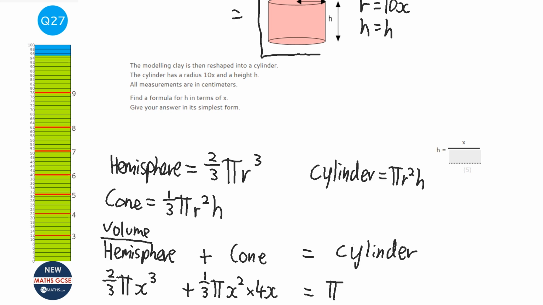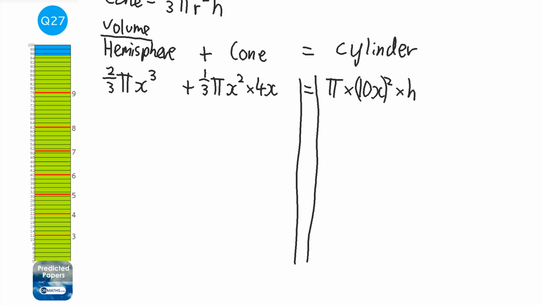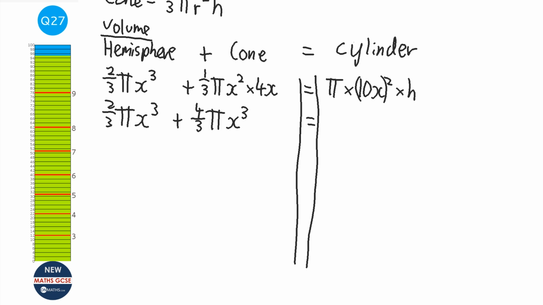So the cylinder is pi, and what's the r? So pi times 10x squared, and all of that squared, because all of that is r, times the height, so times h. Okay, so this is the formula we've got to work with. Let's sort out the timeses first, and let's tidy this up. The hemisphere hasn't got any timeses in it. The cone we're timesing by 4, so it's going to be 4/3 pi, and I'm timesing it by x, so that's going to be x cubed. This one, I'm doing the 10x squared, so I need to square the 10 and the x, so it's going to be 100 pi x squared h.